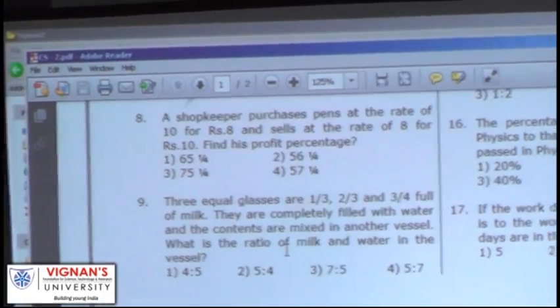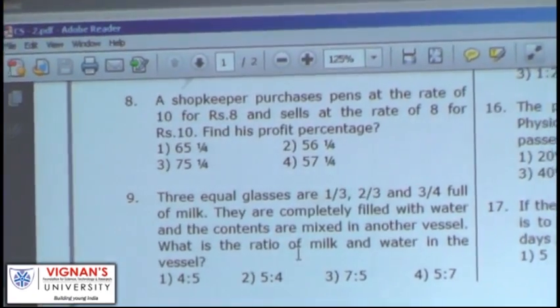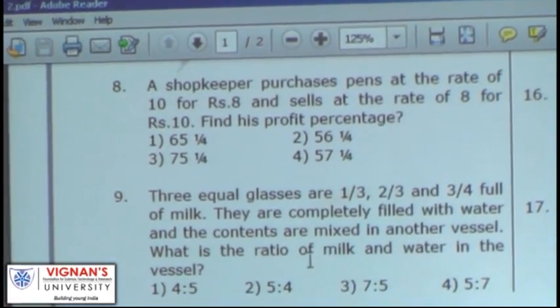This way it gives you cost price, and this way it gives you selling price. Next one.